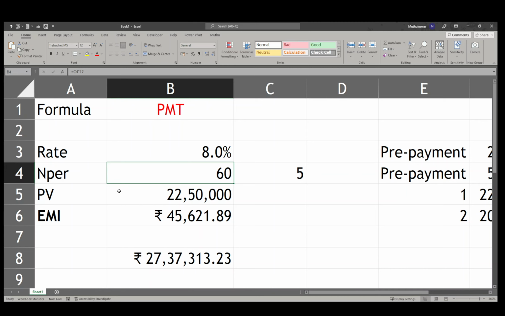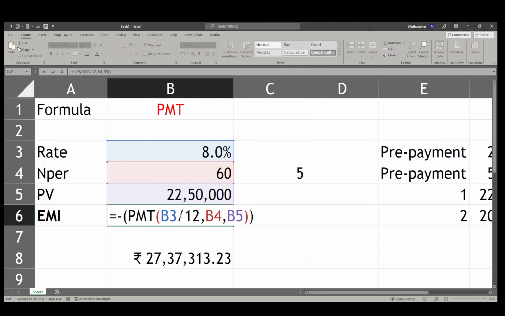Now you come to the formula, that is PMT is equal to rate divided by 12, that is the rate for the period of 12 months. NPER, that is the period, that is 5 years into 12, and PV, the present value, what's the value of the loan you are going to take, that is 22 lakh 50,000. The minus sign is just to make the result positive.